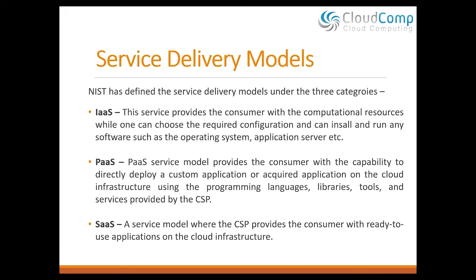Infrastructure as a Service is where a customer is provided with computational resources, and has the freedom to choose their own software to install and run on the computation resource. So the customer can choose the operating system or application server, etc. Examples are Amazon EC2, Azure VM, Google VM, etc.